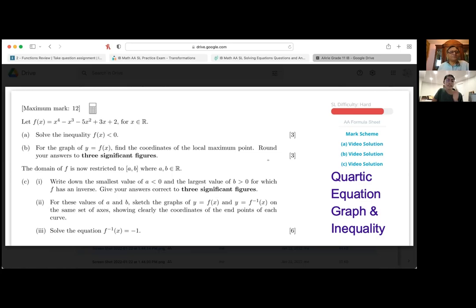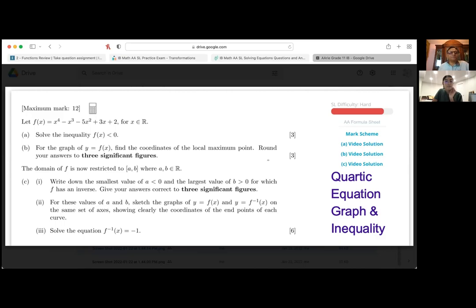The first part of it is: let f of x equal x to the power of 4 minus x to the power of 3 minus 5x squared plus 3x plus 2, for x an element of the real numbers. They want us to solve the inequality so that f of x has to be less than 0.